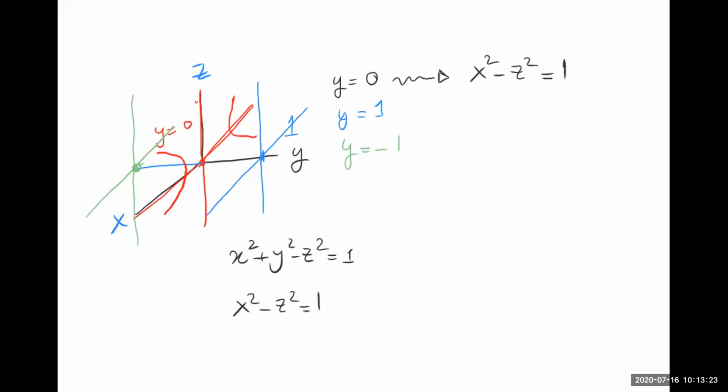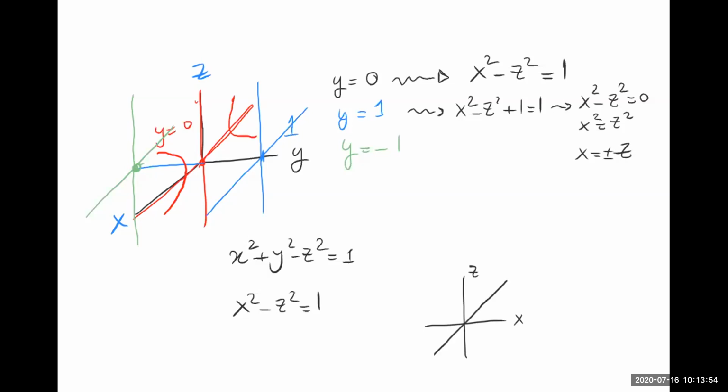And what if y is equal to 1? If y is equal to 1, we have x squared plus 1 minus z squared equals 1. X squared minus z squared plus 1 equals 1. We can cancel 1 with 1. It means x squared minus z squared equals 0, x squared equals z squared. Therefore, x is equal to plus or minus z. So x equals z, if we look at the xz plane, is this line. X equals minus z is the other line. We should draw these two lines here.